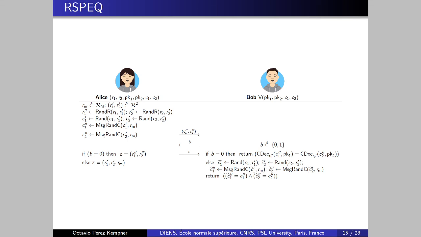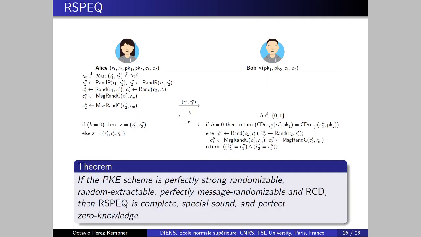Finally, here we have the complete version of the protocol RSPEC, and the idea is that Alice will randomize both ciphertexts and commit to randomized versions, thus randomizing the messages and the ciphertexts. Bob will then challenge her to prove that either both of the randomizations decrypt to the same message or that she followed the protocol correctly. As I previously mentioned, this protocol can be turned into a SigPEG if one replaces the random coin requirement by that of key randomizability. Again, the corresponding theorem makes use of all these properties.